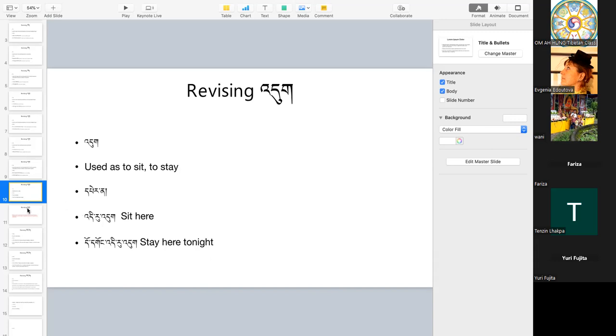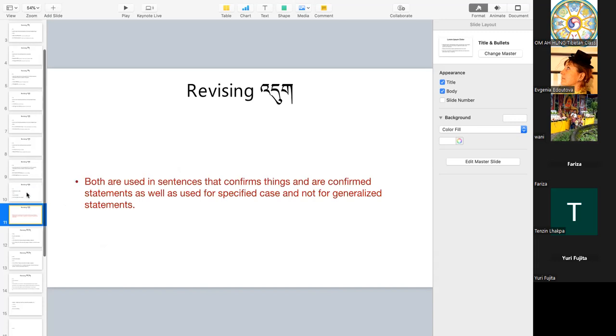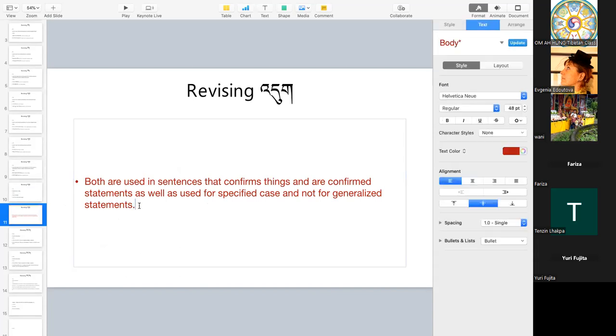Okay, so both are used in sentences that confirm things in a confirmed statement, as well as used in specified case and not for generalized statements. So it's things that are confirmed and not taken as a generalized statement. When I say generalized statement, it doesn't mean that talking about general things. It talks about a statement that is not confirmed personally.